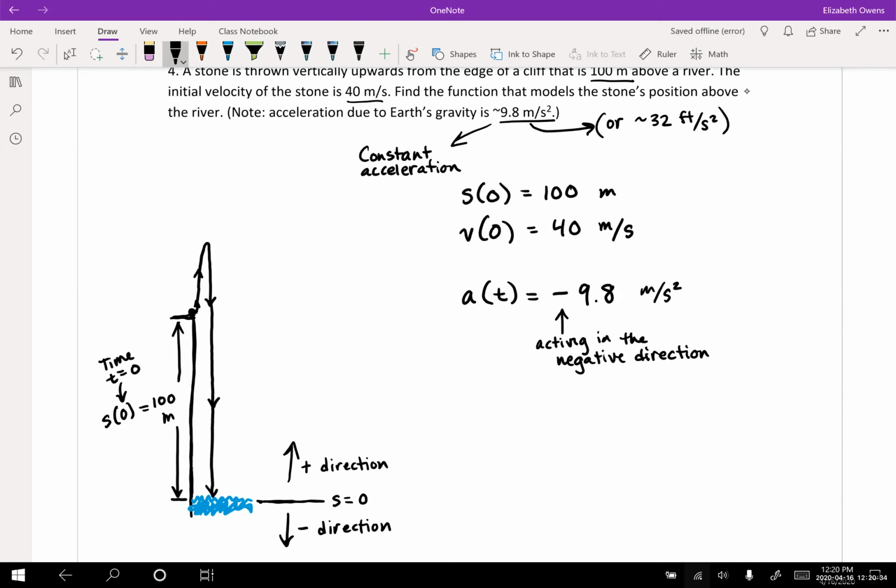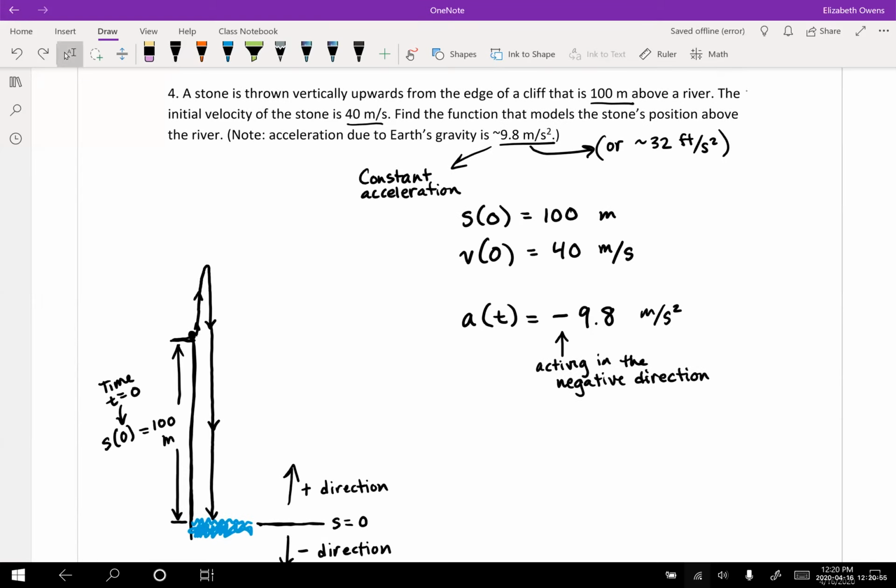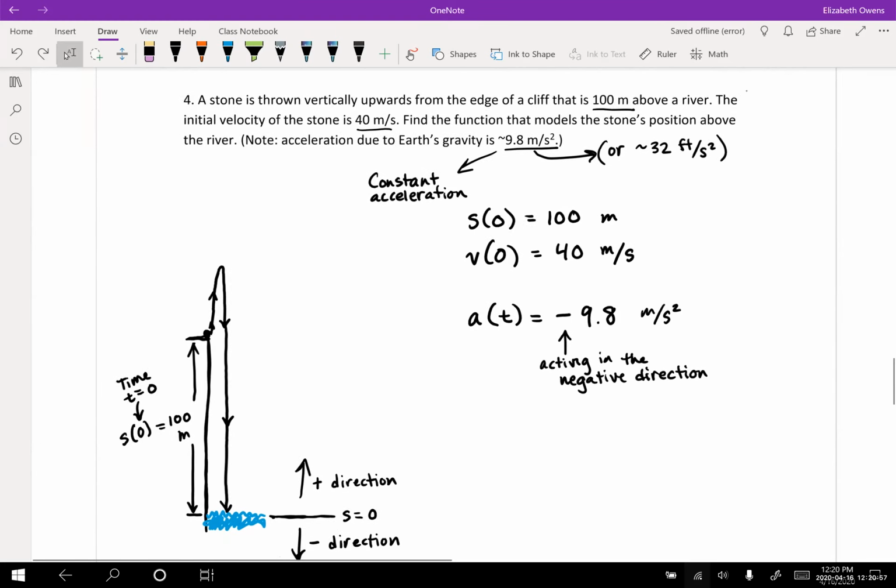Notice that the velocity was positive because the stone is being thrown upwards in that positive direction. So initial velocity is positive, initial position is positive, but acceleration is going towards the negative. Okay, so that's what we can get from the wording of this problem.